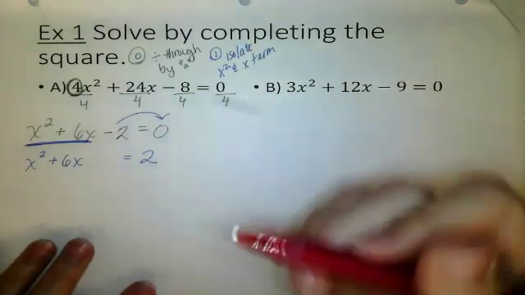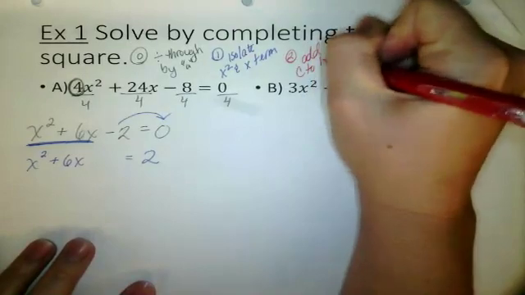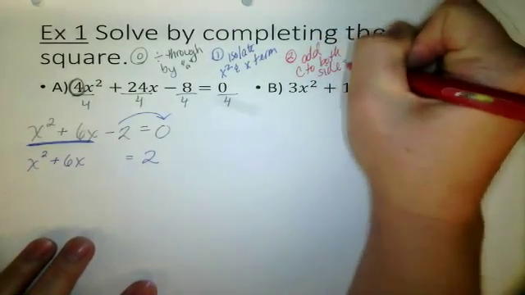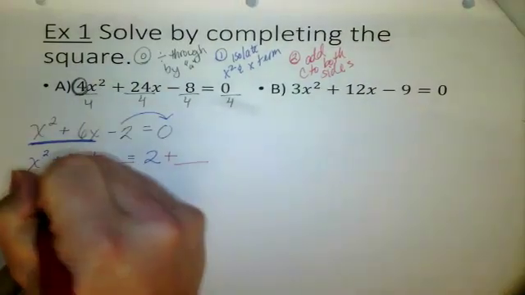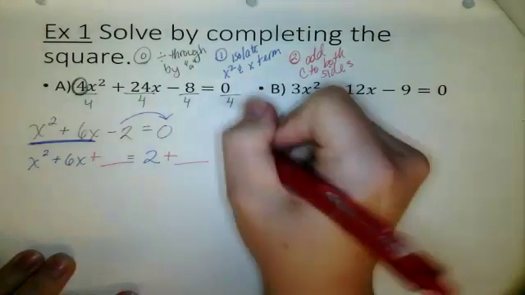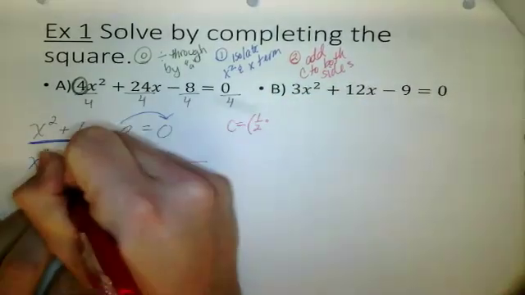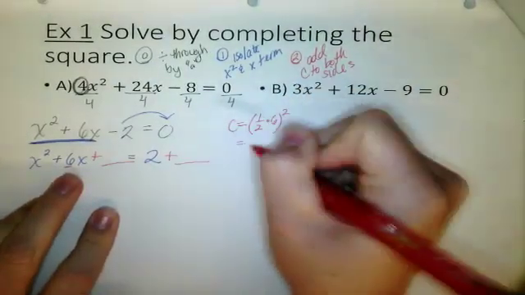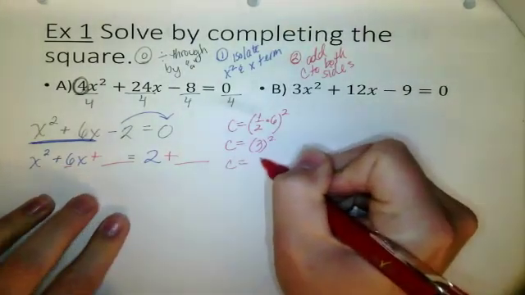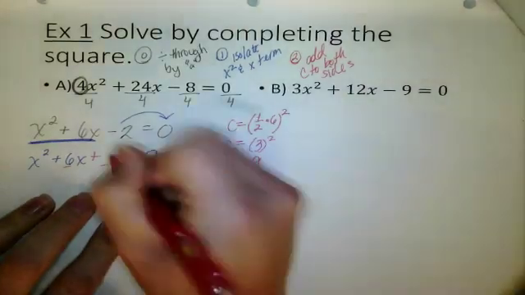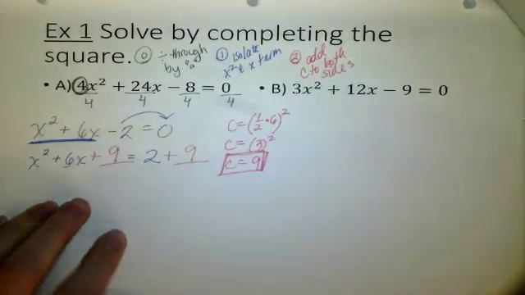And then, what was step number 2? Add c to both sides. So I'm going to do that. This time, I'm just going to add a blank space, and I'm going to fill in the blank with my c value. So c equals, how do we figure out c? Half of 6 squared. Half of 6 is 3, and 3 squared is 9. So we're going to add 9 to both sides. Okay?